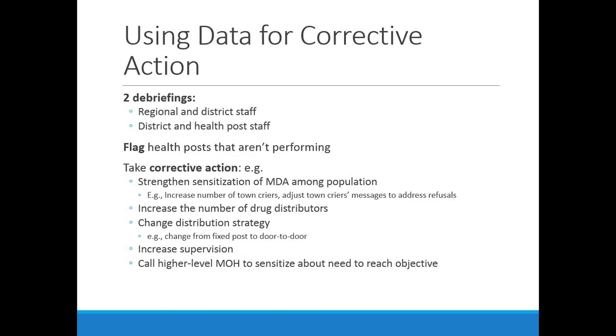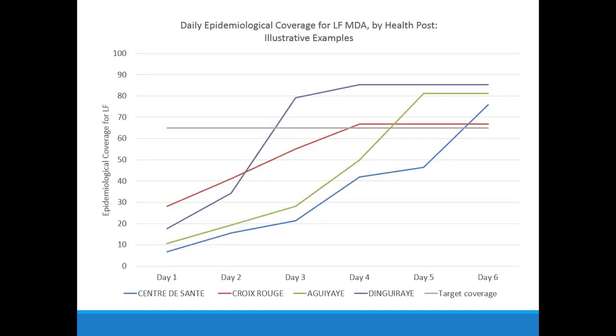Sometimes you can see that the drug distributors are just sitting somewhere, using fixed point distribution. But as you know, for LF, the best strategy is to have a combined distribution. A combined strategy means combining the fixed point and also the door-to-door points. And when all this is not possible, we call the senior staff at the Ministry of Health for them to sensitize the regional and the district level.